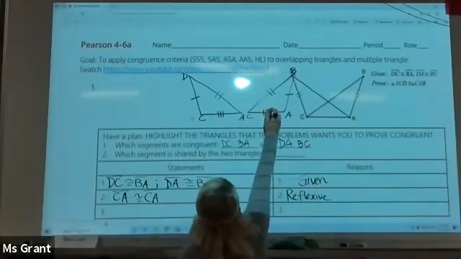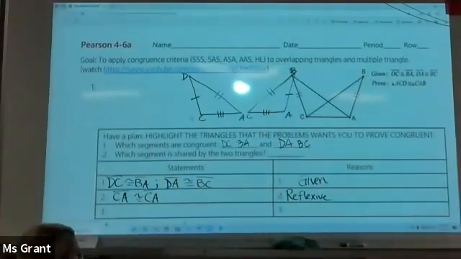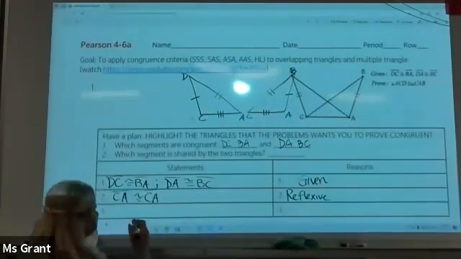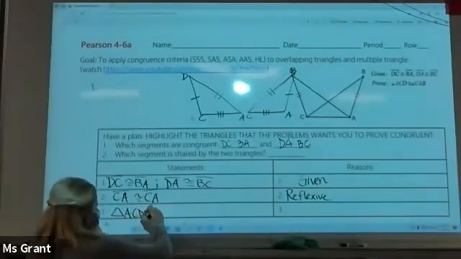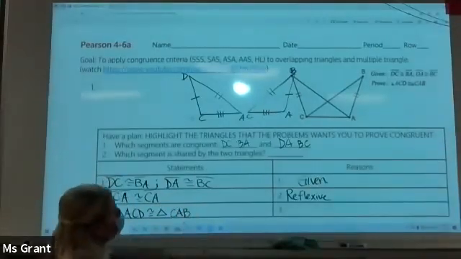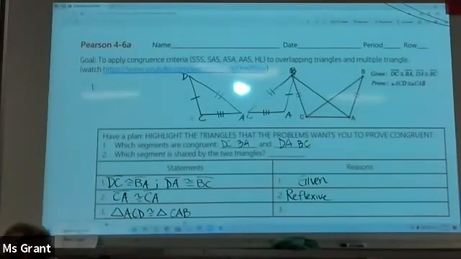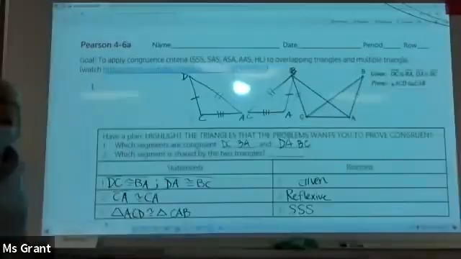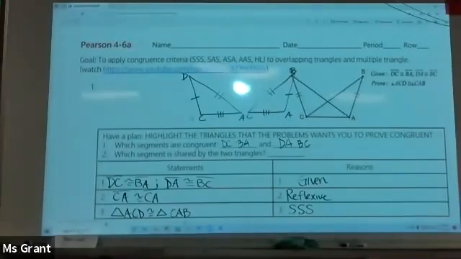And mark it up. The last step is always what I'm supposed to prove. Triangle ACD is congruent to triangle CAB. But I need help telling why. How did I know? Side, side, side. Very good. That was easy. Do you guys think that one was easy? I'm hoping it was easy.